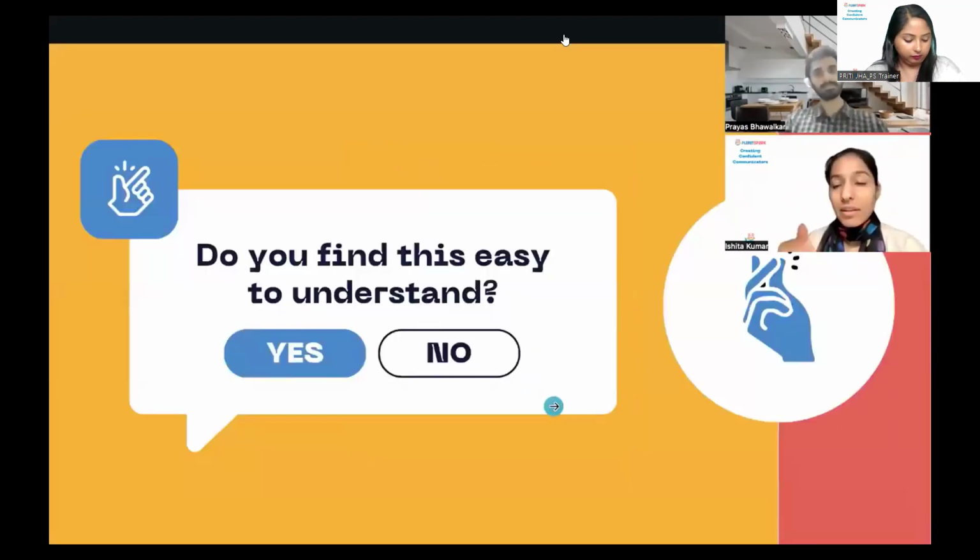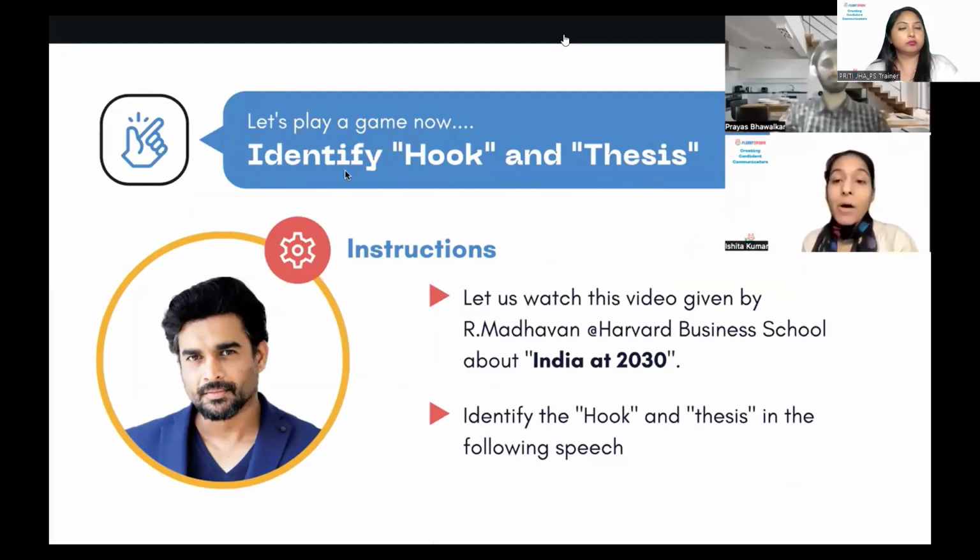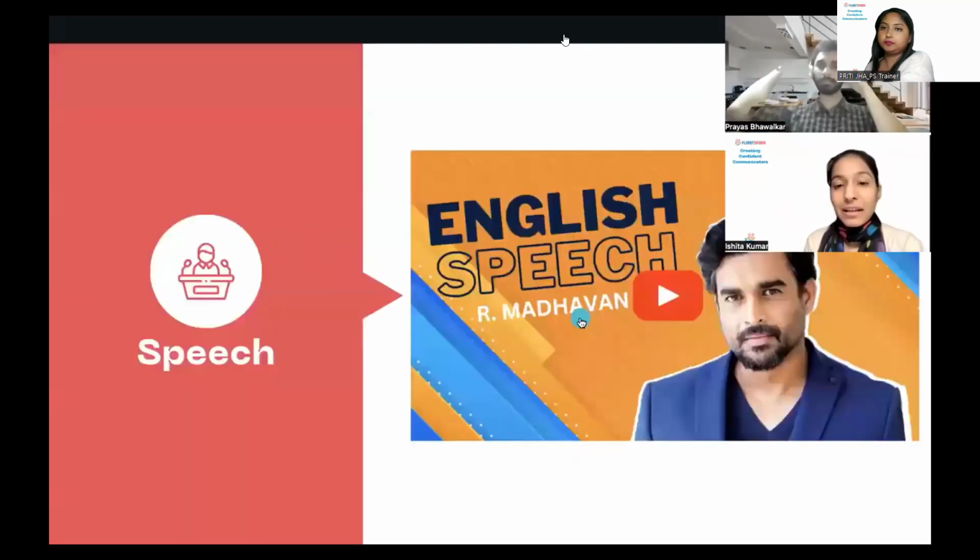So I think we have understood this, have we? Yeah. All right. So now we'll be watching a video where R. Madhavan was giving a speech at Harvard Business School. Do you know who R. Madhavan is? I know, yeah. He's an actor. That's right. He's a fabulous actor, very experienced, a veteran, basically. And he was giving a speech at Harvard Business School about India at 2030. So while I play this speech, I would want you to identify the hook and thesis from what he's saying. All right.